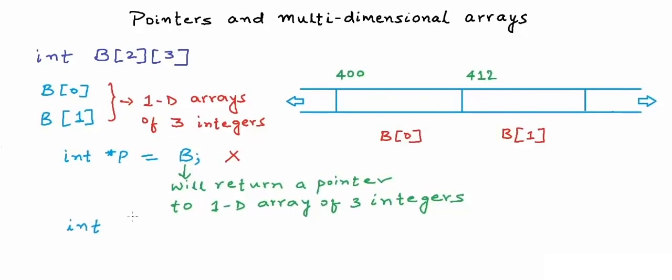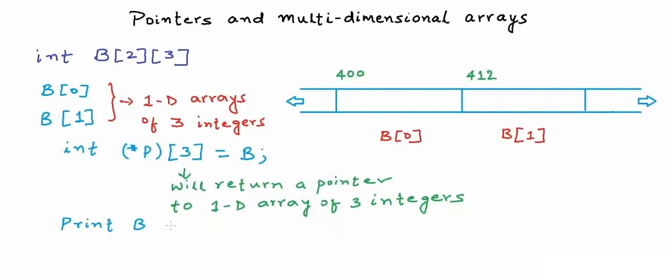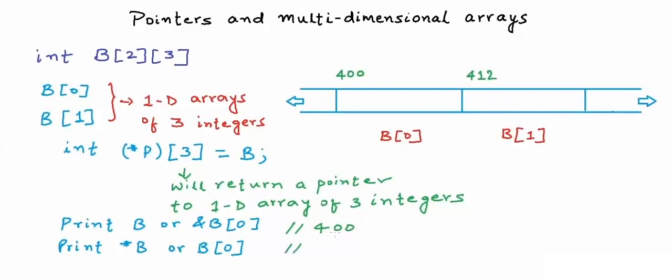We can define a pointer to 1D array of 3 integers like this. And now if I'll equate this with p, this is alright. Equate B with p. This time if I would print just p, which is same as printing address of B0, this will be 400. If I will print *p, which will be same as B0, then B0 this time is variable name for a one-dimensional array of 3 integers.